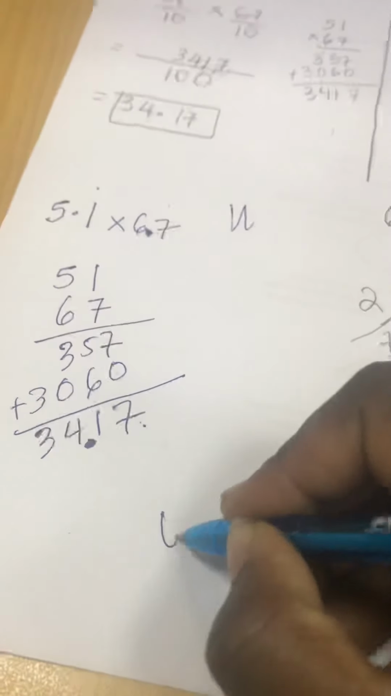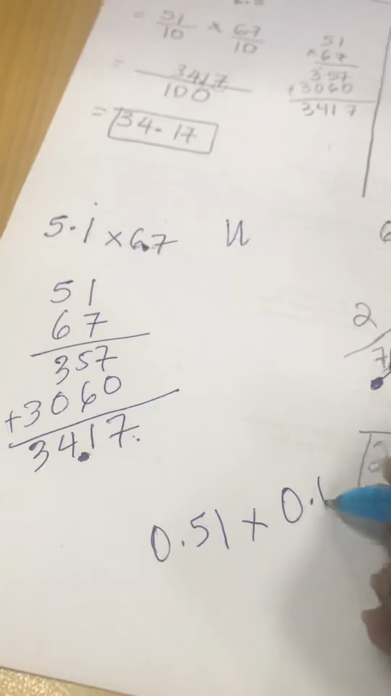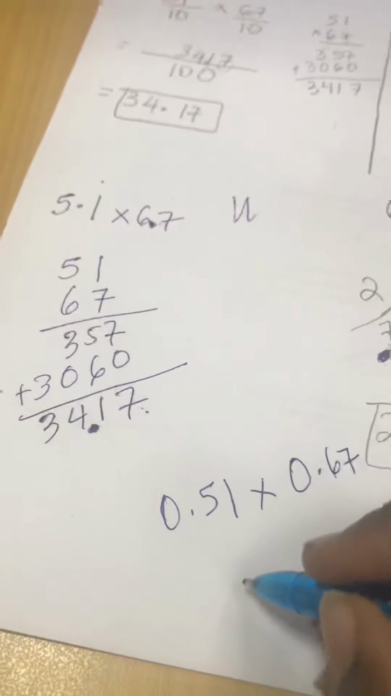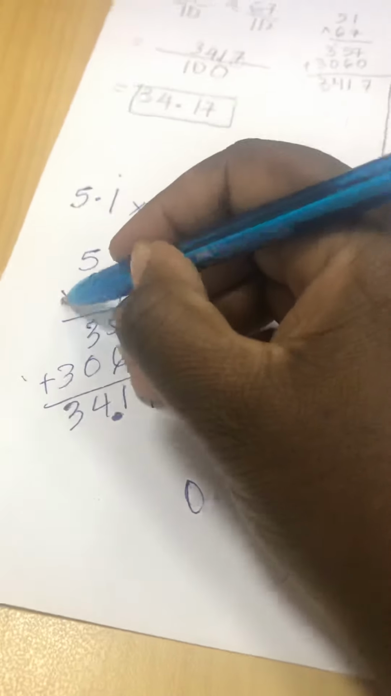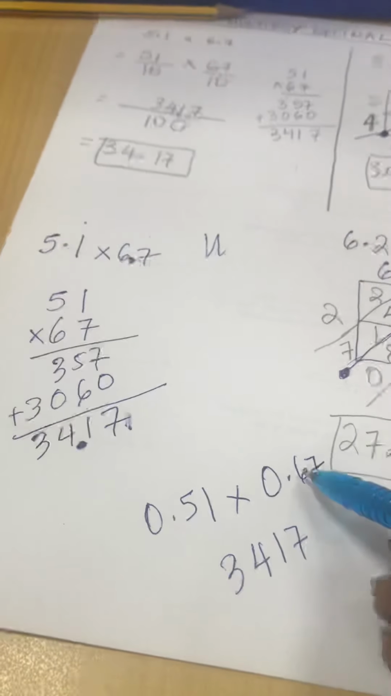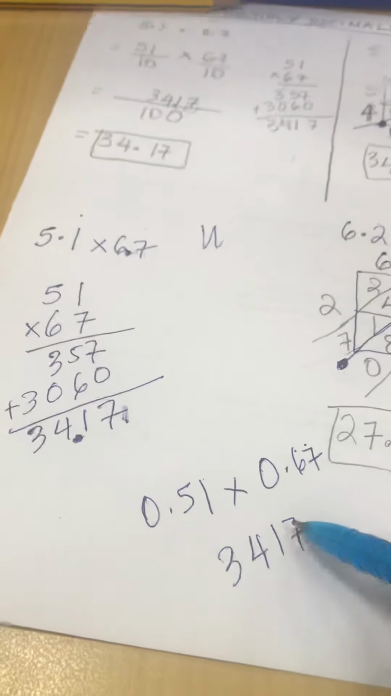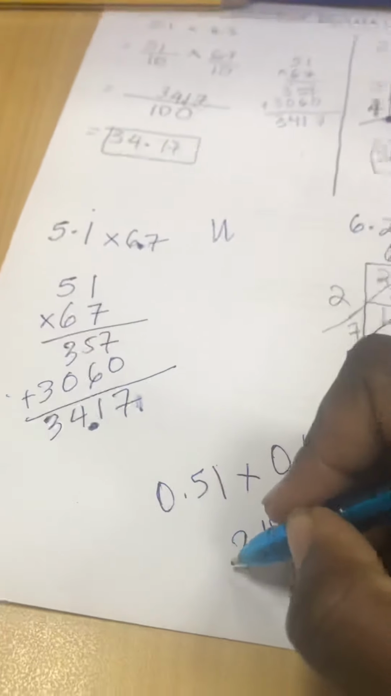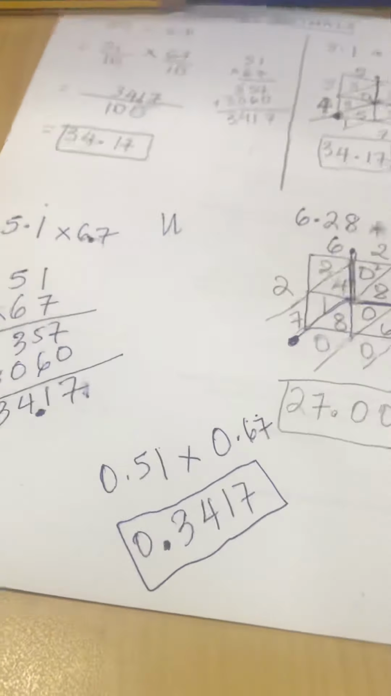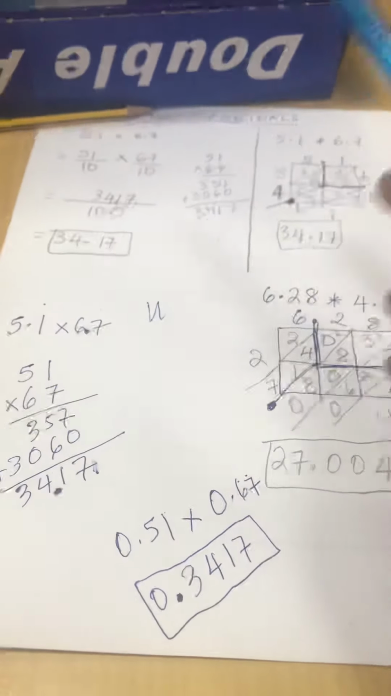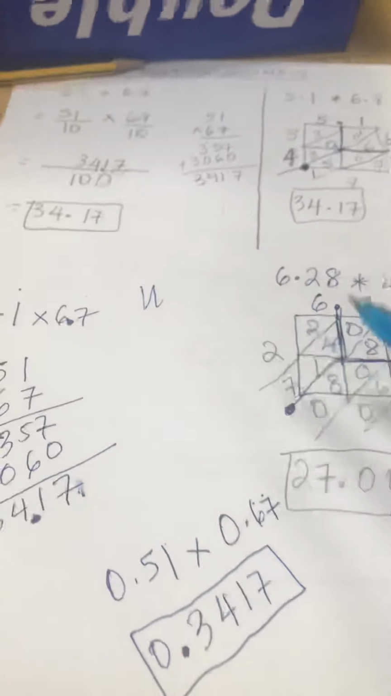So if your work was 0.51 times 0.67, this will be 3417, because you will just multiply. You will multiply the normal way. But now you have how many decimal places? Count. 1, 2, 3, 4. You put your decimal place and you put 0, and this becomes your answer. So I have taught you 3 different ways of you multiplying decimals. You need to know how to do this without the calculator.